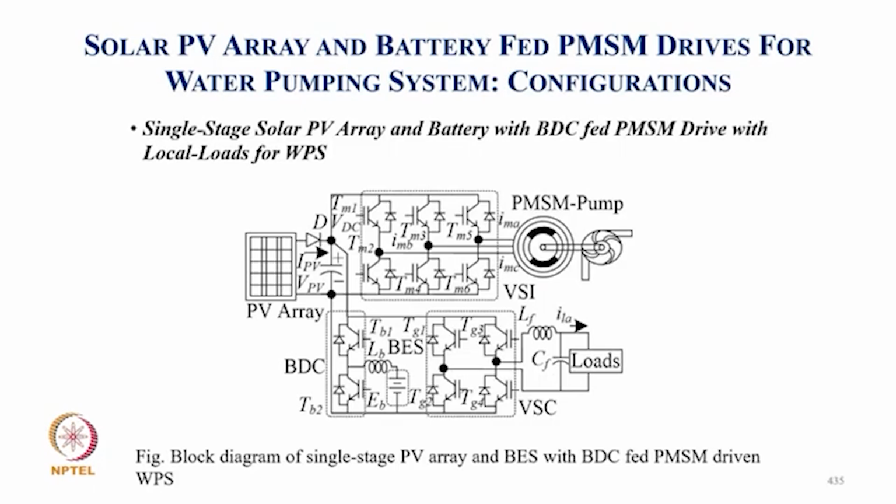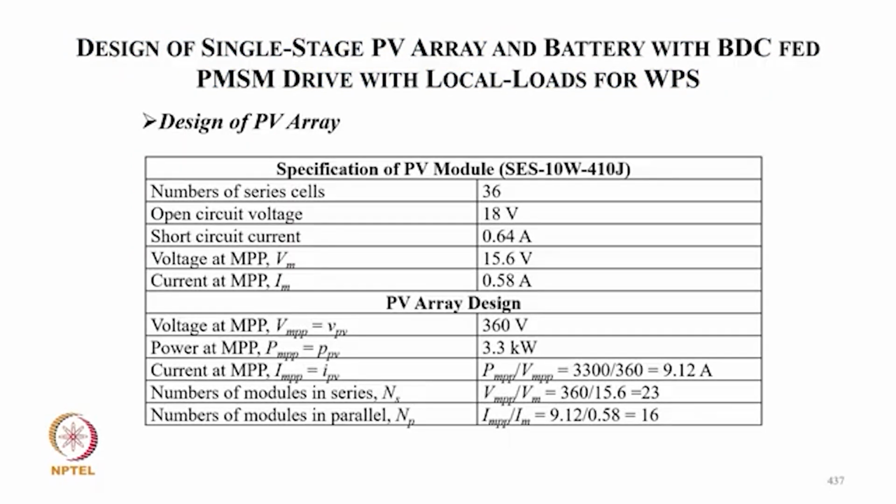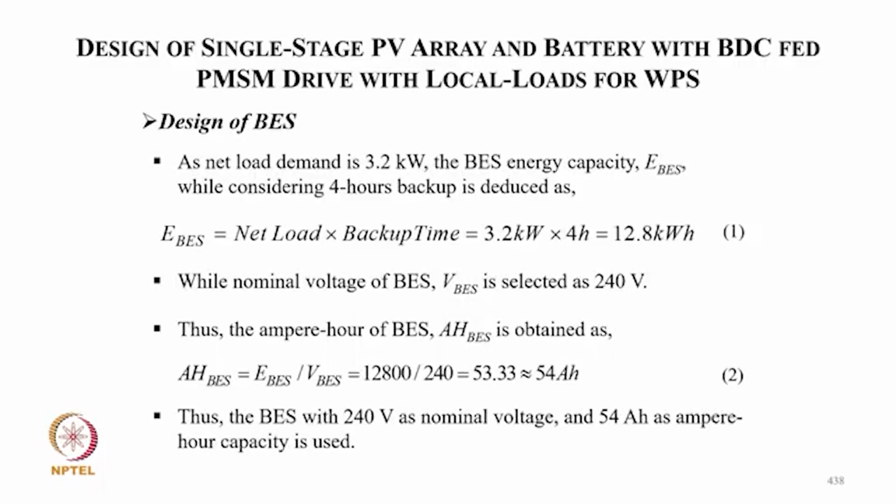Now this is the case of single stage PV array and battery. So the battery is put through the buck boost converter, because the PV array voltage at the DC link we have to keep corresponding to MPPT and feeding the load. And here we have a design of PV array, design of base, and these are the parameters of the PV array. And this is the backup time. Similarly we calculate 12.8 kilowatt hours.